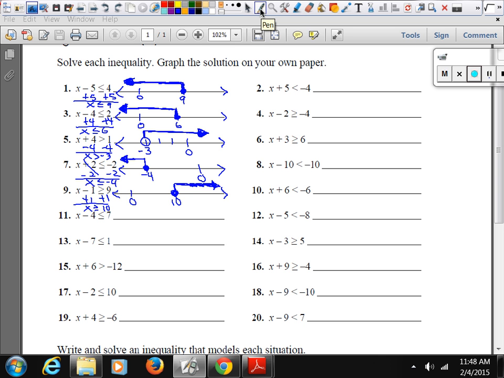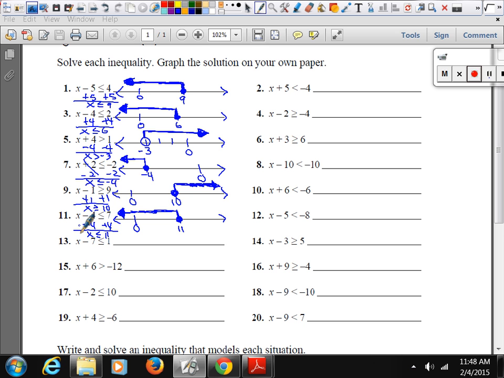I'll leave it. Okay, number 11, we're going to add 4. So you're going to get x is less than or equal to 11. So we're going to make our number line 0 and 11. And this one is less than or equal to, so less than or equal to is a closed dot and it's left. Less than is always left. So that'll give us our graph. That means all the numbers to the left of 11 are right answers.